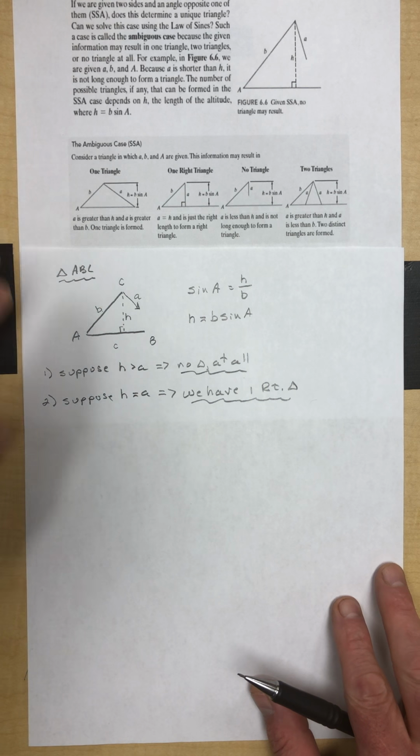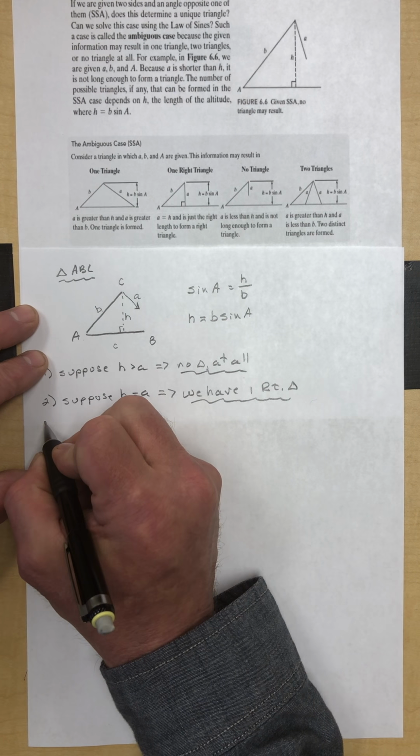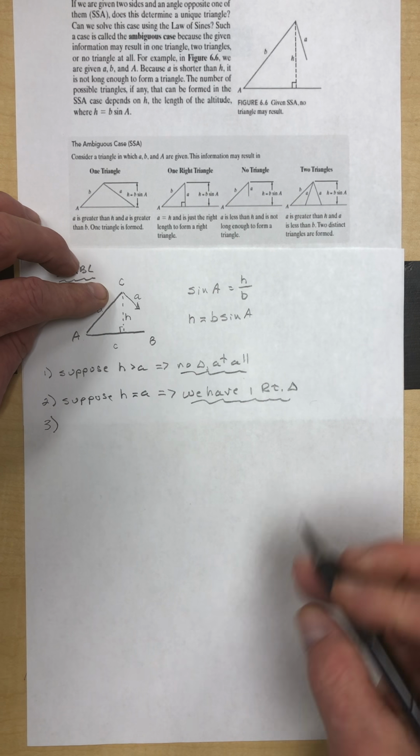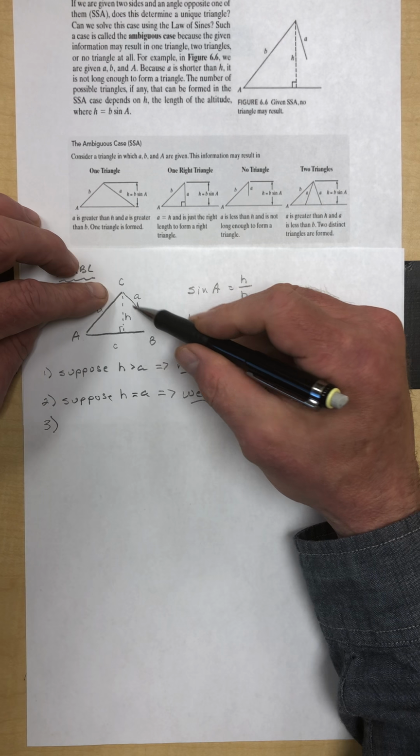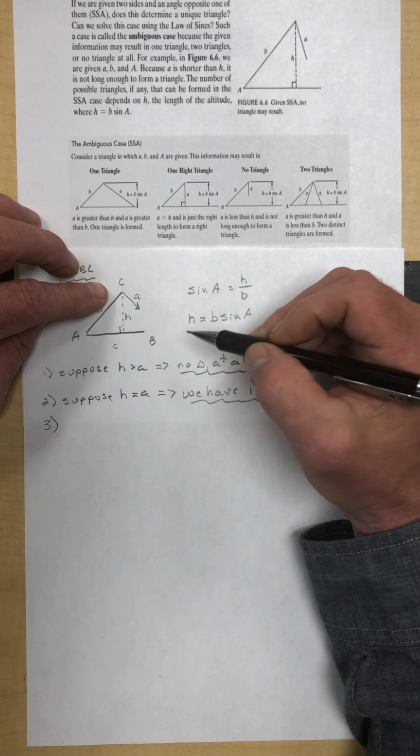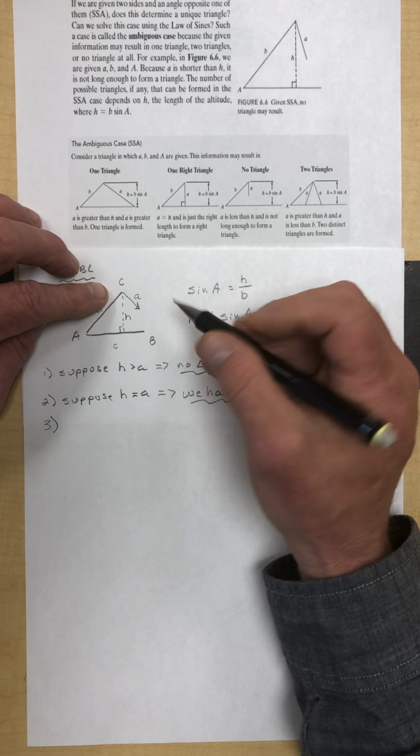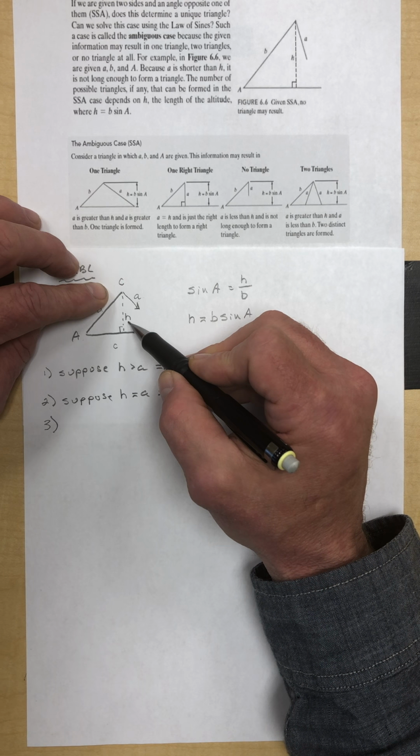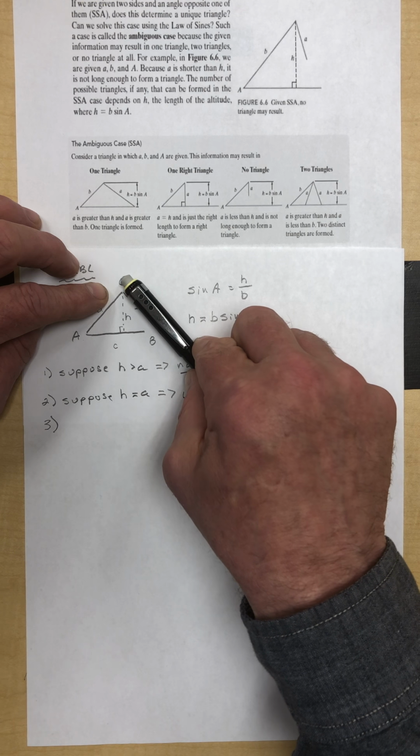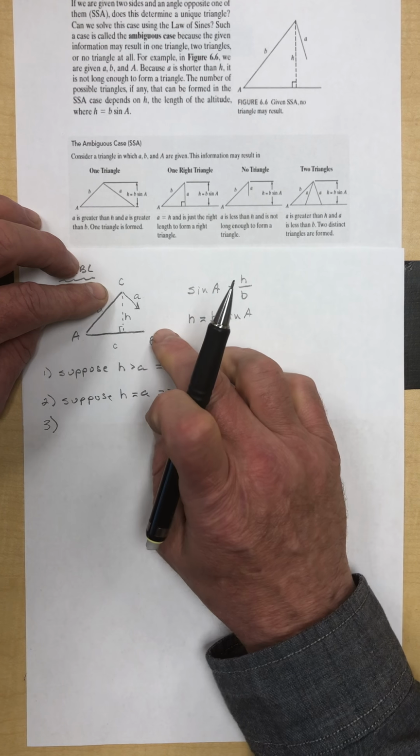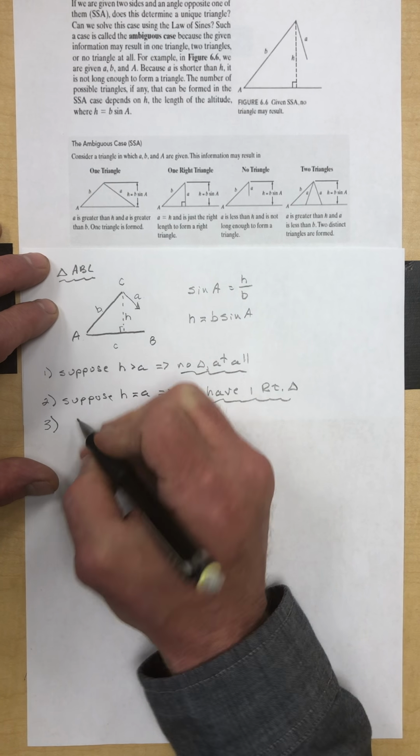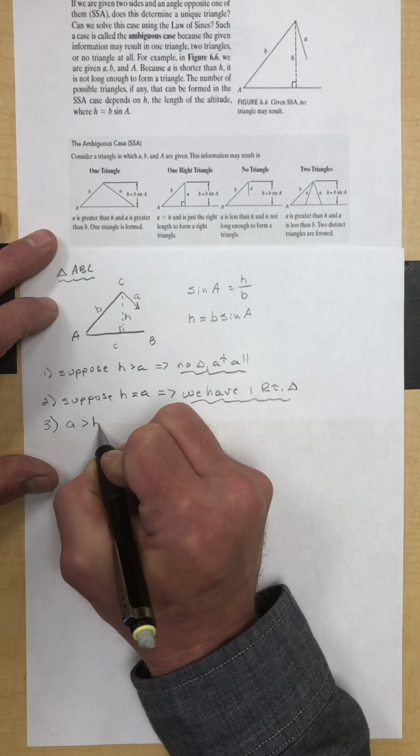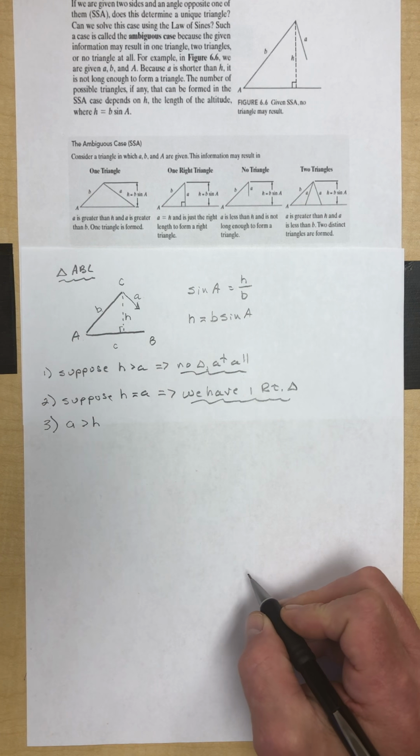Okay, so let's see. What would be the third situation? Well, notice we want to form a triangle here, so to do that, little a has to be bigger than h. So say, for instance, little a was 18 meters, and the height was 10 meters. That means that 18 meters could reach down and touch and actually form a triangle. So what if we have a is greater than h? That means we can form a triangle.